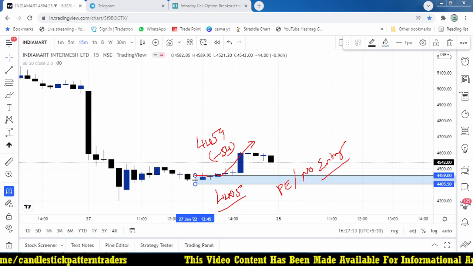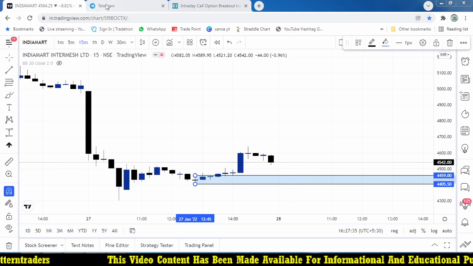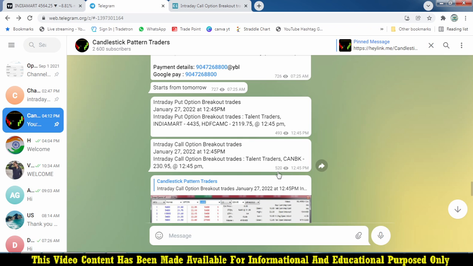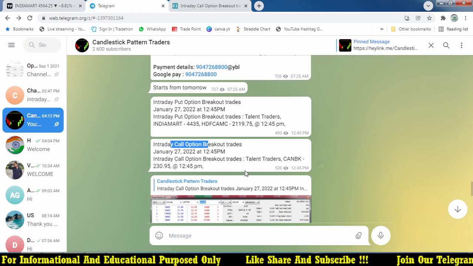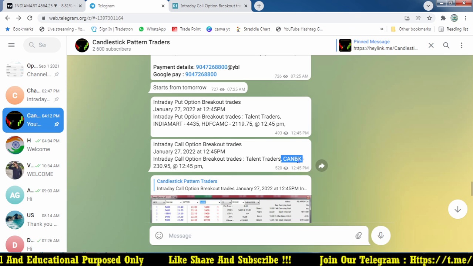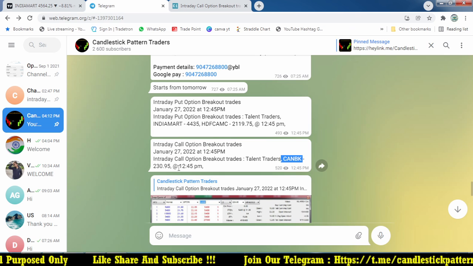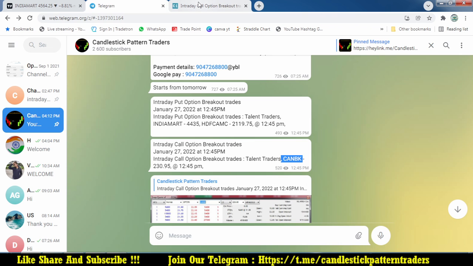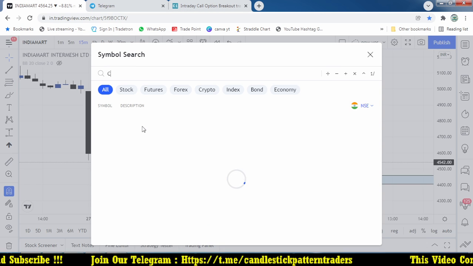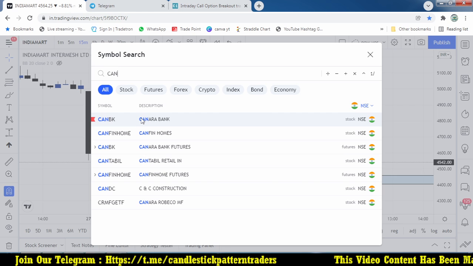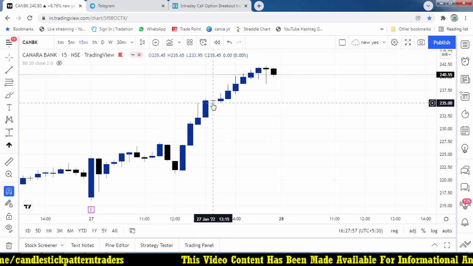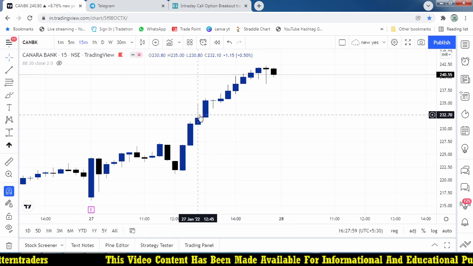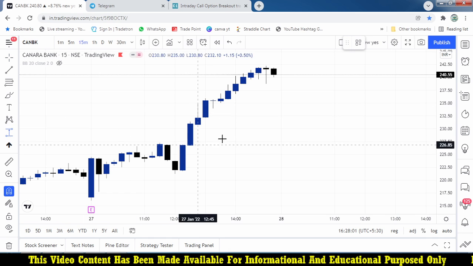Right. Then we waited for some time, and we got an alert around 12:45. At the same time I found a call option breakout in Canara Bank. Right, 230.9 at 12:45 PM, we got an alert. Let me see Canara Bank on the 15-minute chart. These alerts are sent on the 15-minute time frame only. So what is the exact time? 12:45. This is the candle. At 12:45 we got an alert for the trade.